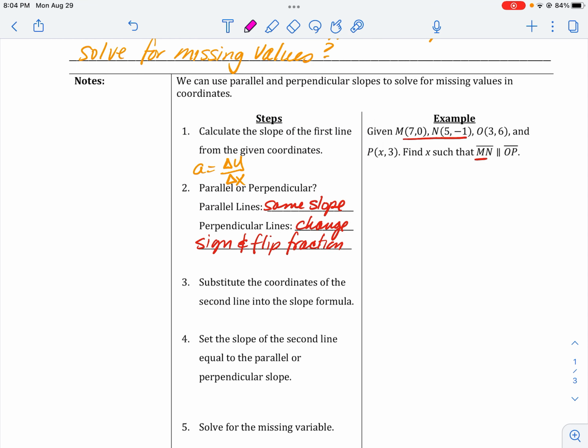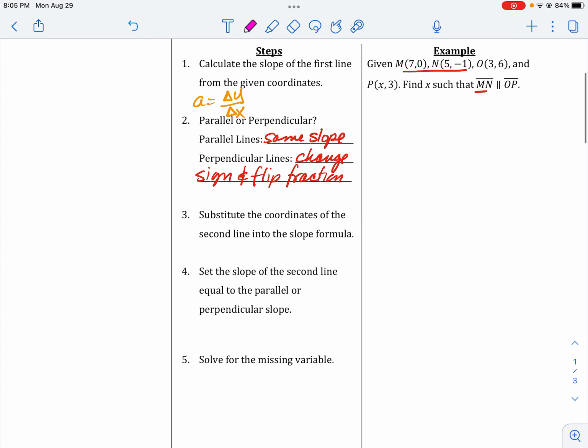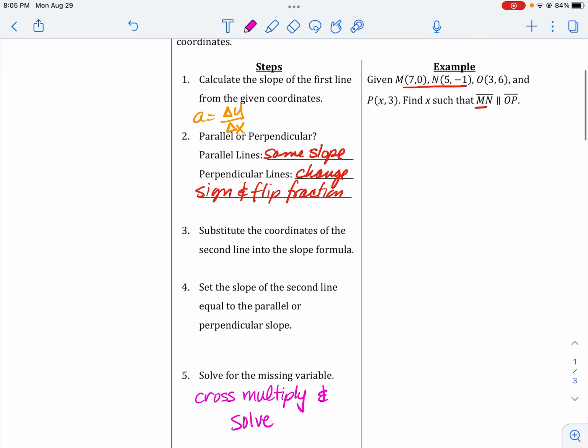Then we substitute the coordinates of the second line into the slope formula. Set the equation of the second line equal to the parallel or perpendicular slope and solve for the missing variable. To solve, we're going to cross multiply and solve. So what do those steps mean? Let's go back and look at our example.